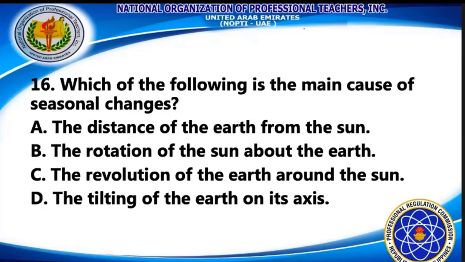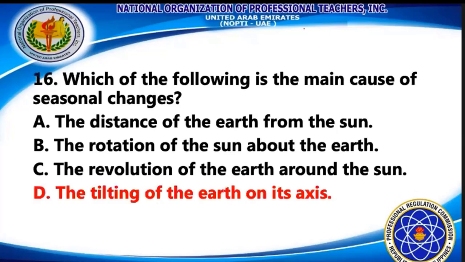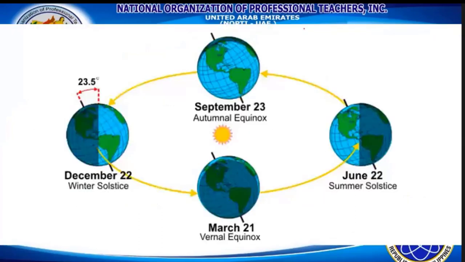Answer, letter D, the tilting of the Earth on its axis. Okay. The Earth is tilted, sabi natin kanina, 23.45 degrees with the vertical as it revolves around the Sun.